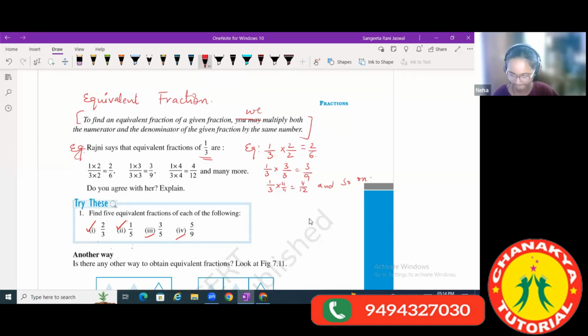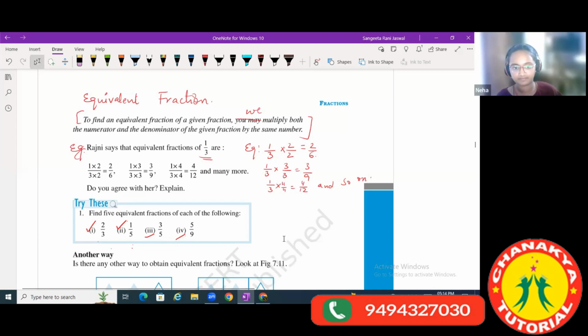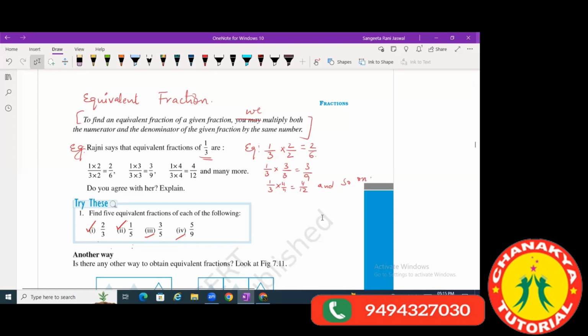In this case, you have to find 5 equivalent fractions. How will you do that? First multiply both numerator and denominator with 2, then with 3, then with 4, then with 5, like this. That's how you will get 5 equivalent fractions for each one. Yes, ma'am. Okay, done.